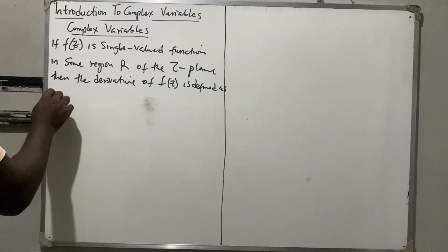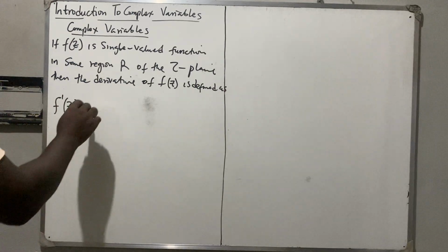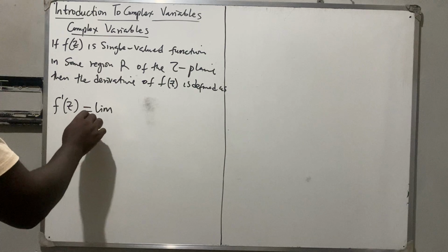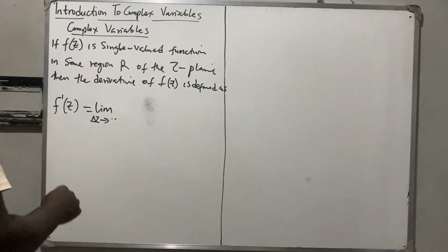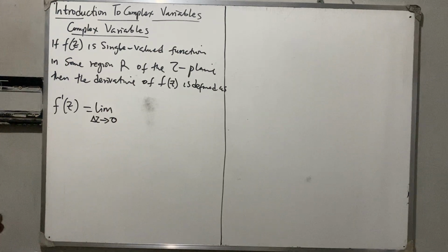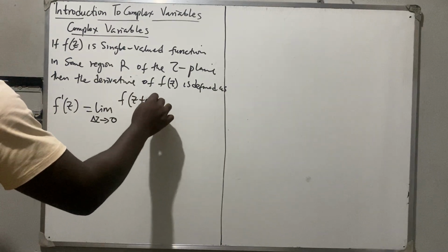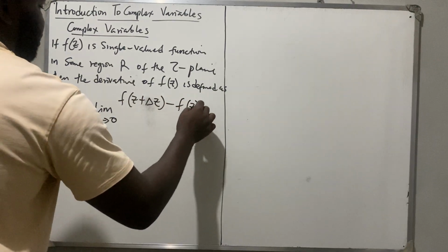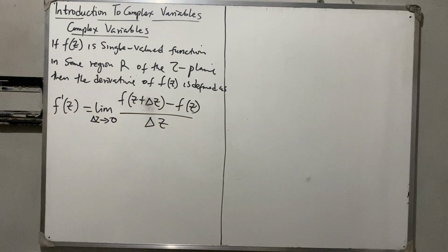So the derivative is defined as f prime of z is equal to the limit as change in z tends to 0 of f of z plus change in z, then minus f of z, all over the same change in z. So if this limit exists, then we'll conclude that f of z is differentiable.